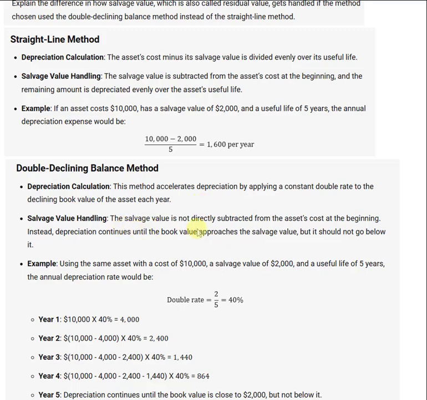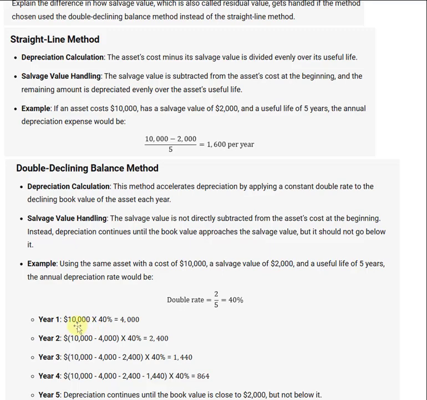Now, the salvage value is not directly subtracted from the asset's cost at the beginning, but we have to wait and keep track to make sure we don't over depreciate. Remember, in this example, we can only take $8,000 of depreciation in total. That's the $10,000 minus $2,000, $8,000 divided by 5 with $1,600 straight line. $1,600 times 5 is the $8,000. So the most we can depreciate is the cost less the salvage value.